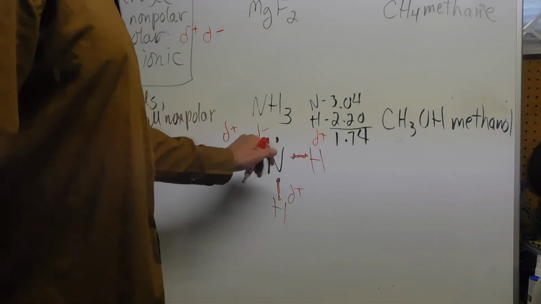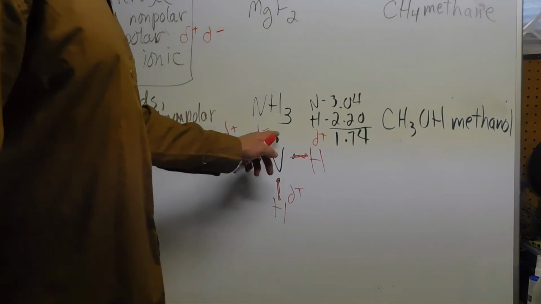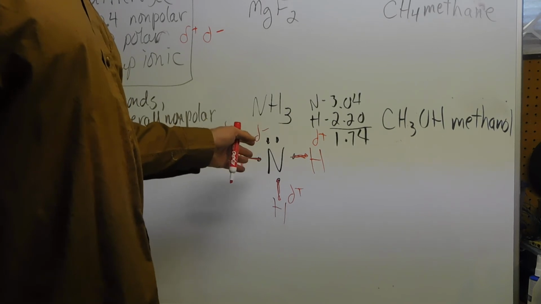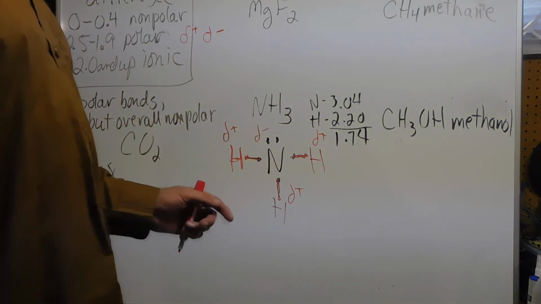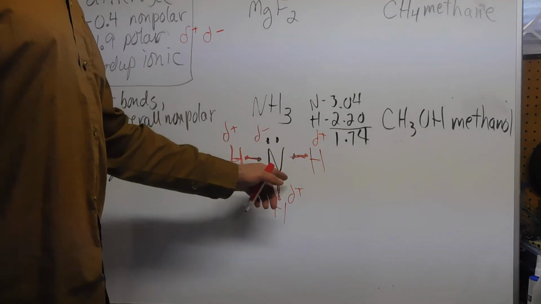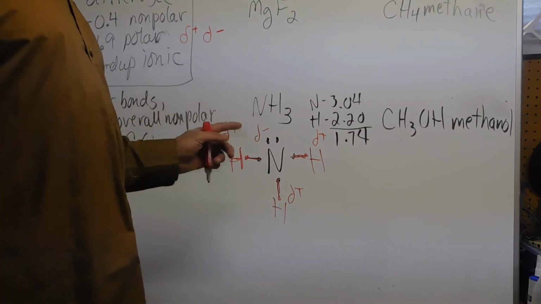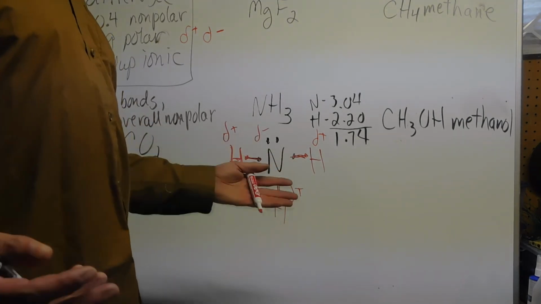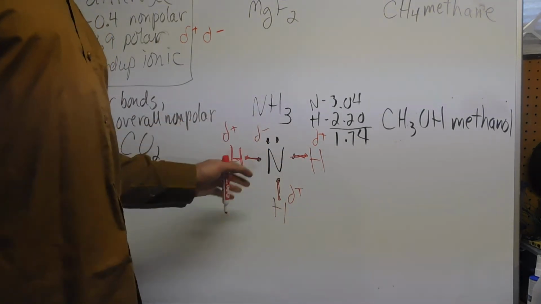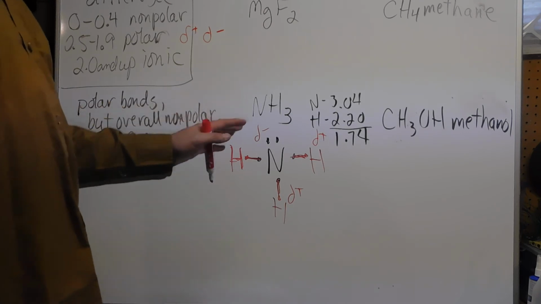We started off with 5 valence electrons because nitrogen is in group 15, as is phosphorus and arsenic. It has 5 outer valence shell electrons, thus it needs 3 bonds to get its octet. Each one of these hydrogens always has only 1 electron, so there we go. And this is very much a polar molecule.